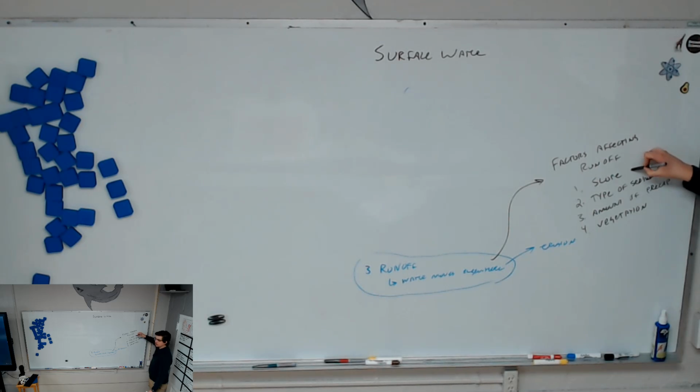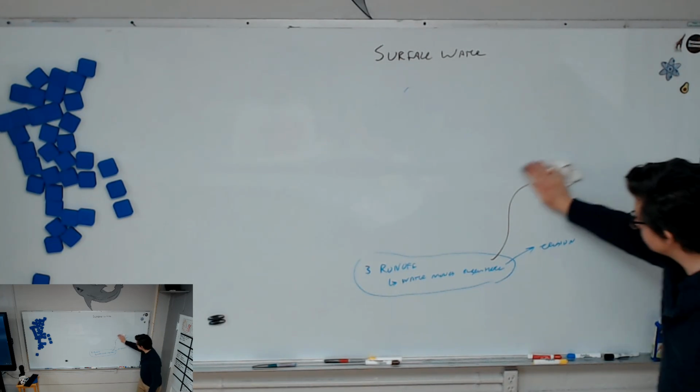So greater slope means greater runoff. More pore spaces means less runoff. Do you see why that would be? Because more of it will infiltrate. More precipitation means more runoff, and less vegetation means more runoff. So basically, slope and amount of precipitation are directly proportional to runoff, and type of sediment, pore spaces and vegetation are inversely proportional to runoff. Okay, questions on runoff?